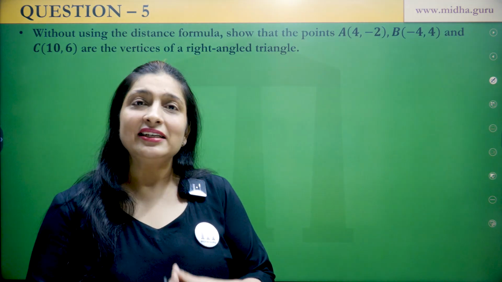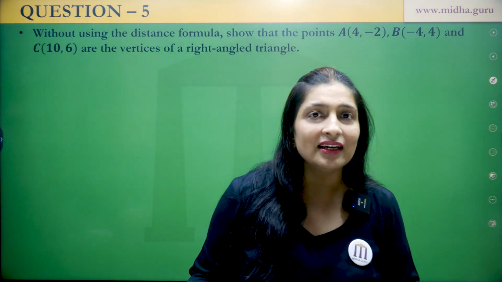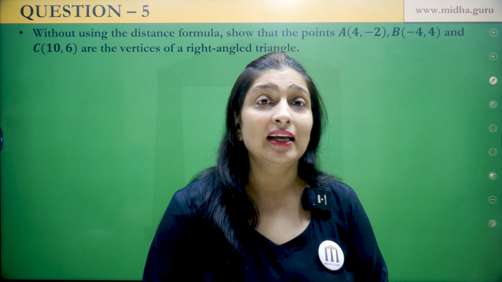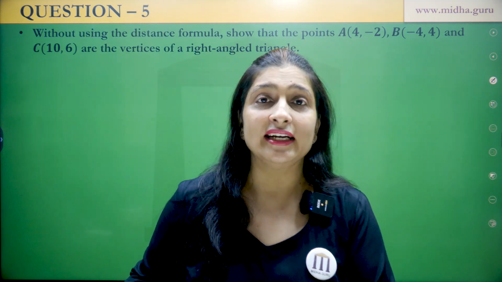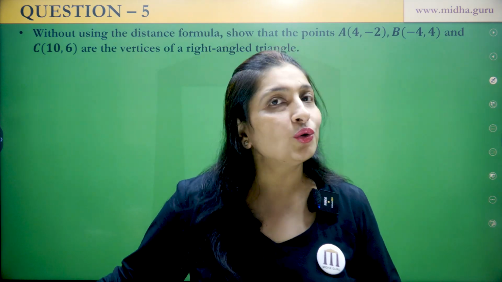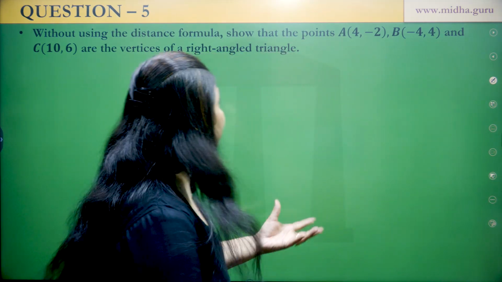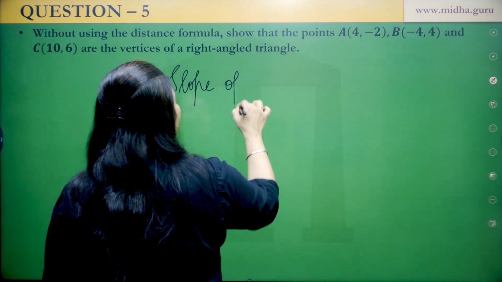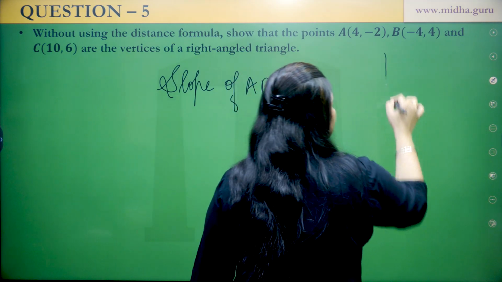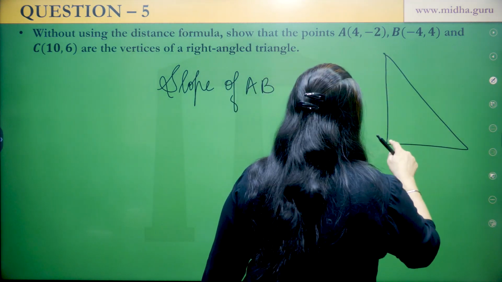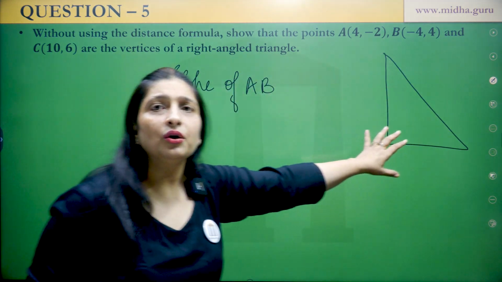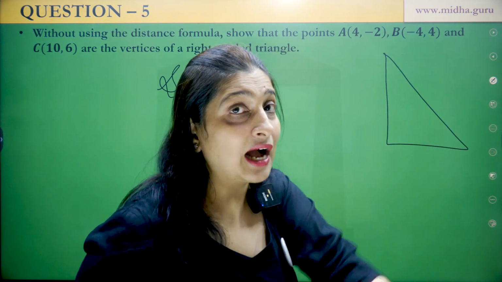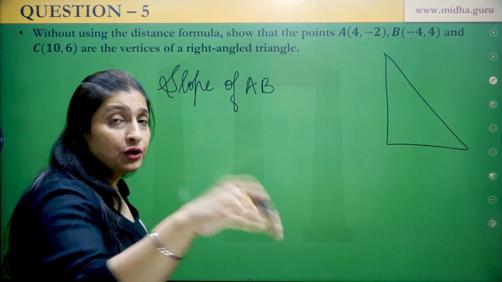If it is a right angle triangle, that means any one angle is 90 degrees. So the product of slopes of any two sides should be equal to minus 1. We have to show that. We'll first find out the slope of all the three sides. We don't know which angle is the right angle, so we cannot name it yet. First we'll find the slope of all the three sides, and afterwards we are going to name it.